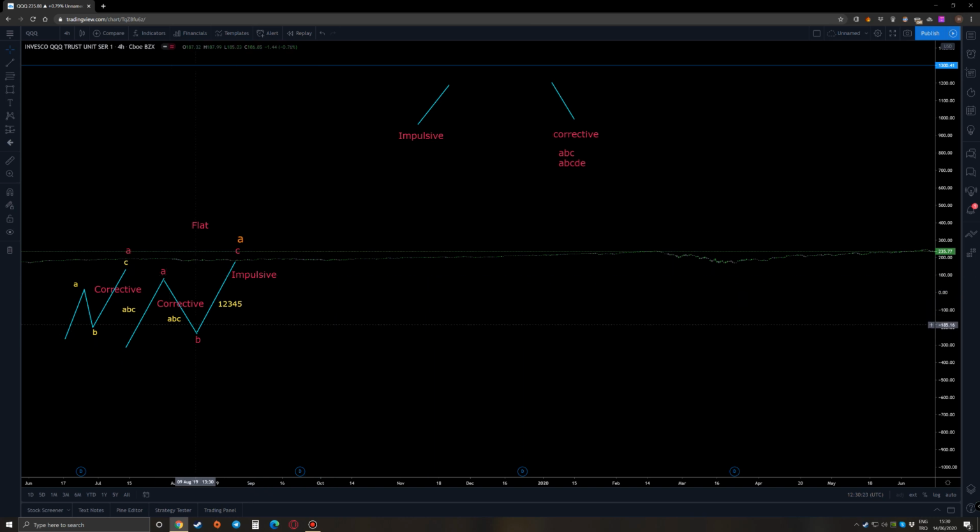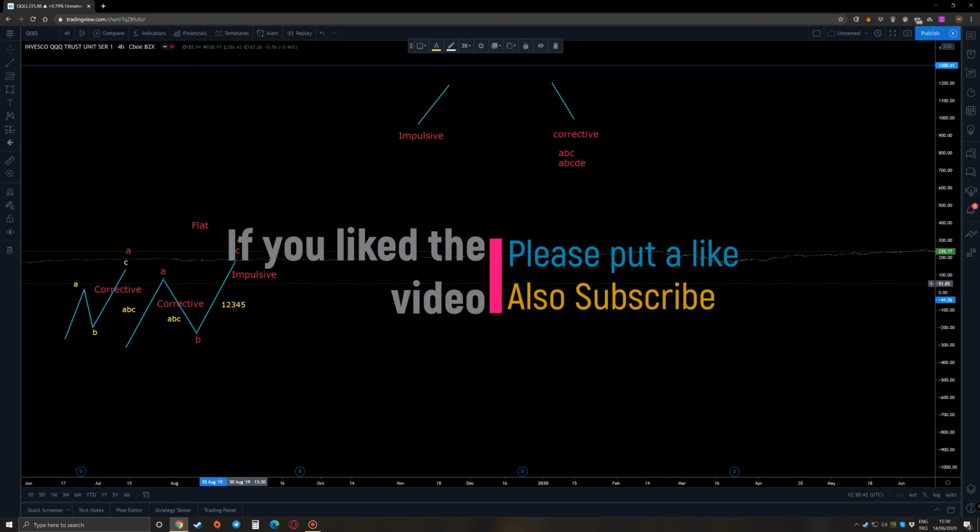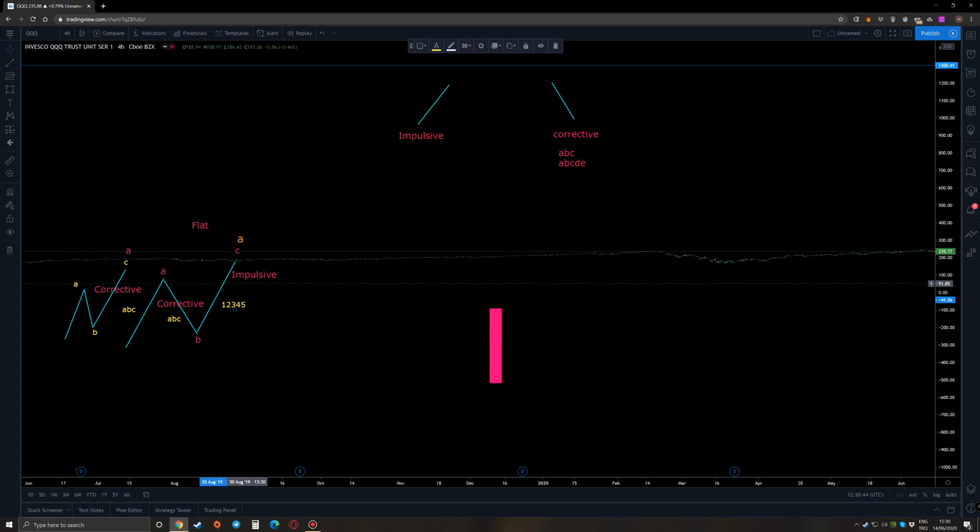Okay? So if you understand what's going on in the bigger degree, it helps you so much. Because why? I know that I am in a flat, and I know that I am in a wave C of a flat. Okay, then I should, on the lower degree, try to find 1, 2, 3, 4, 5. Now this is something that I can trade.